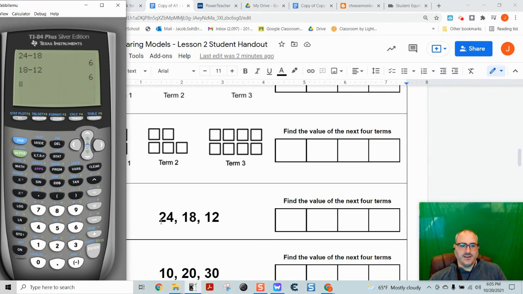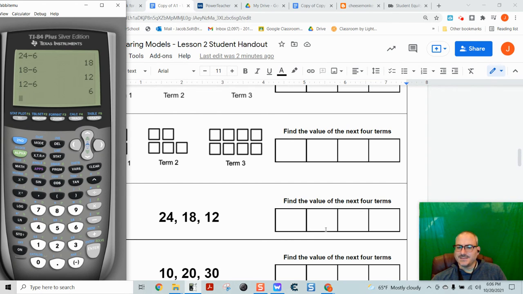So what's happening here? It's minusing 6 each time, right? Let me test that theory. 24 minus 6 is going to be 18. That's this number, right? 18 minus 6 is going to be 12. That's this number. So the next number here is going to be whatever 12 minus 6 is, 6. Well, the next number is going to be 6 minus 6.